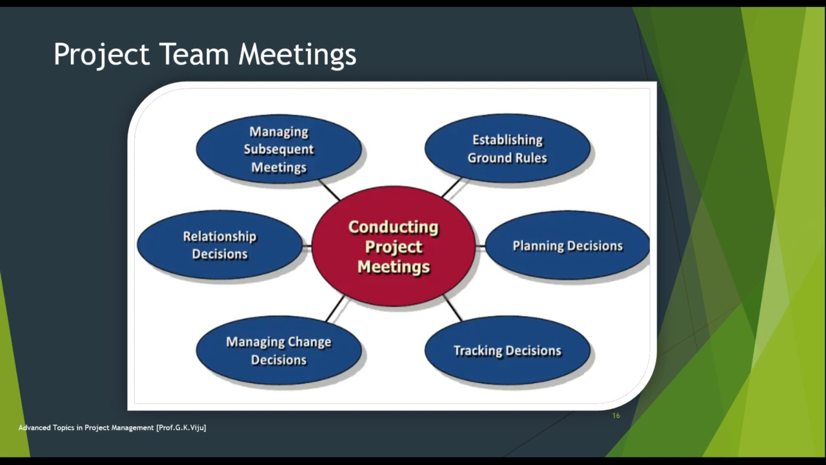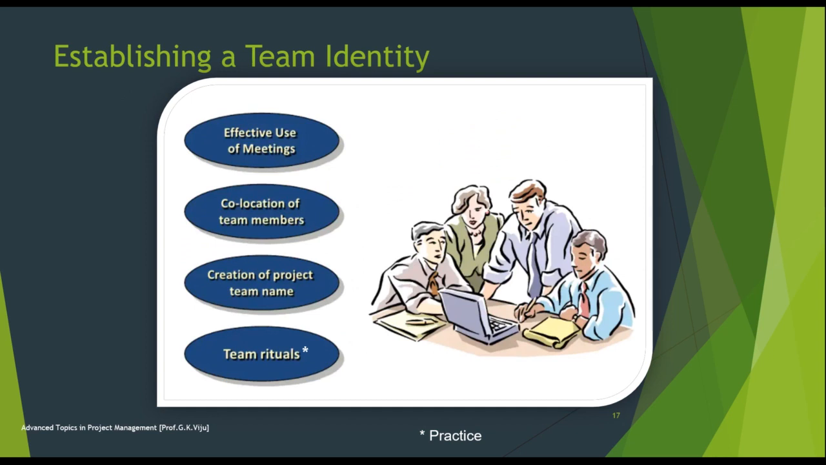So here in the diagram, it is clear that establishing the ground rules, planning decisions, tracking decisions, managing change decisions, relationship decisions, manage subsequent meetings. So how to identify the team? Try to use the meeting effectively. Co-location of the team members so as to communicate frequently. Creation of the project team name and the team practice or the team rituals.